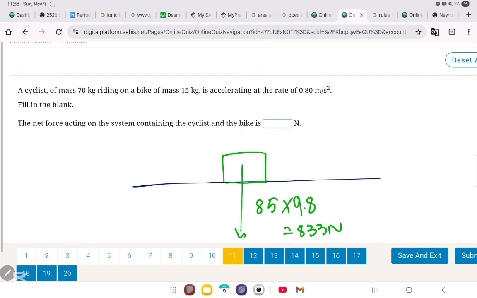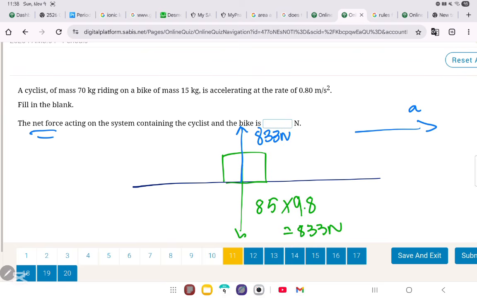What do we also know? We also know that the normal force is acting upwards, and it's balancing out with the weight, so it's also 833 Newton. And what's left? It's the net force. Okay, so he's accelerating, by the way. And now they want to find the net force on the system.